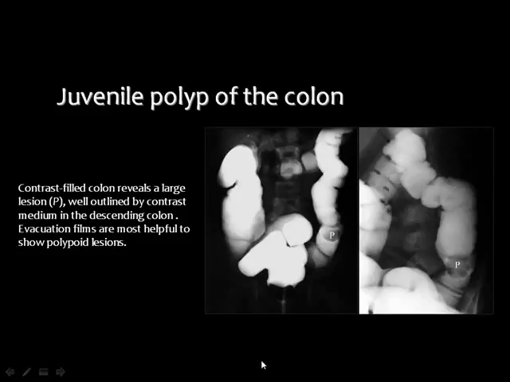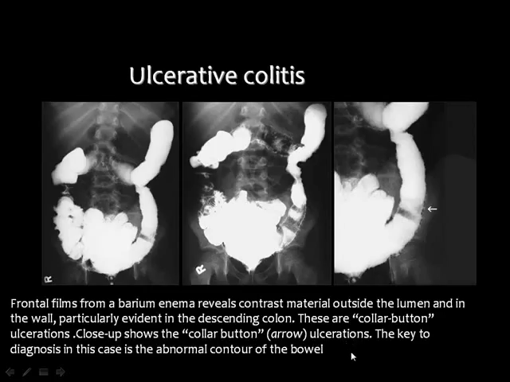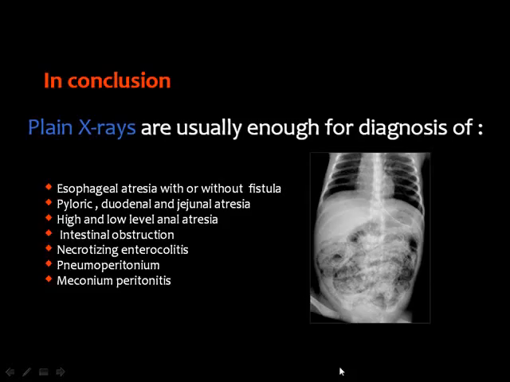And polyps can also occur in the colon, like this juvenile polyp seen as a filling defect in the descending colon. And this is just a presentation of a case of ulcerative colitis in the colon in the pediatric age group, and you can see the typical ulcerations extending along the wall of the descending colon.